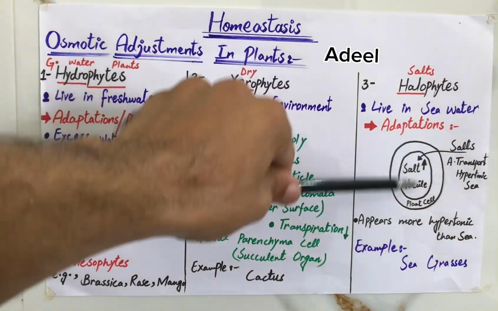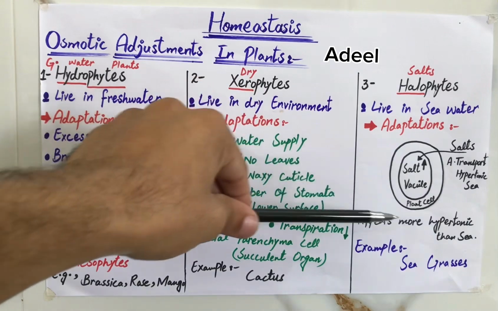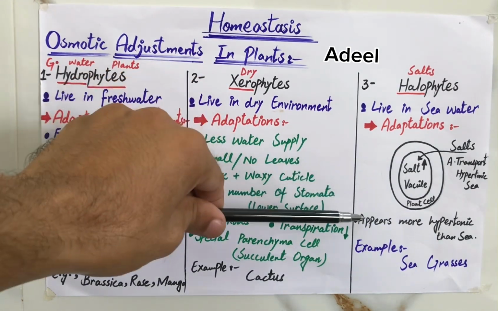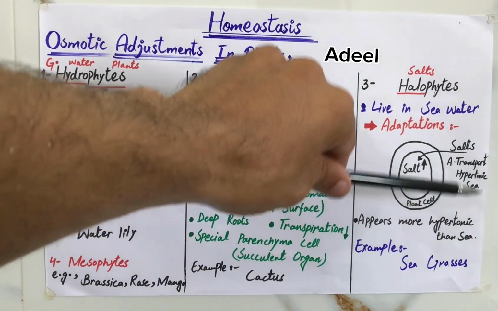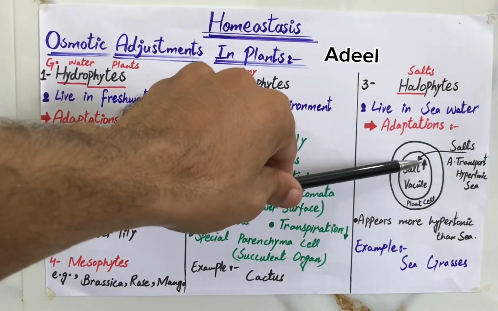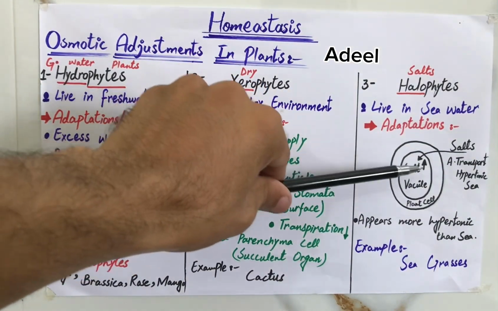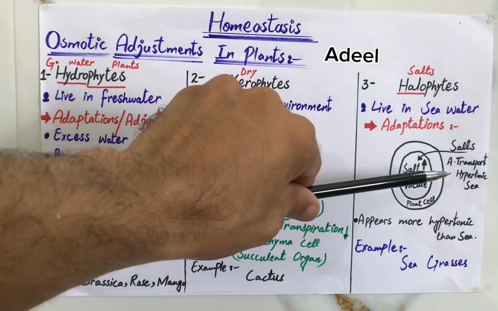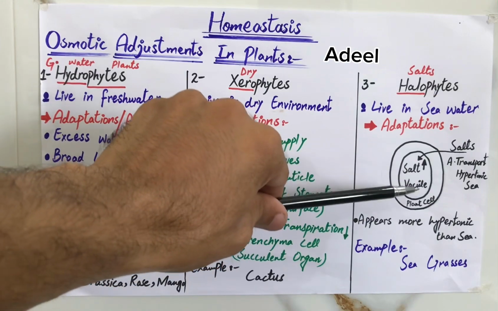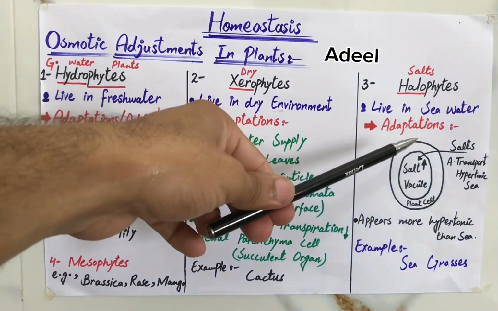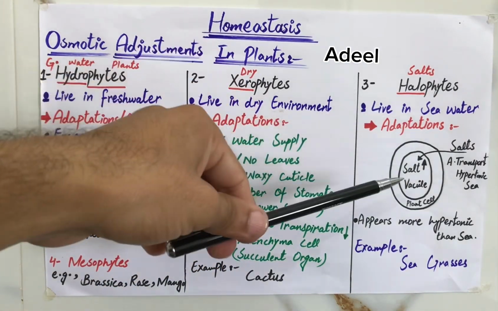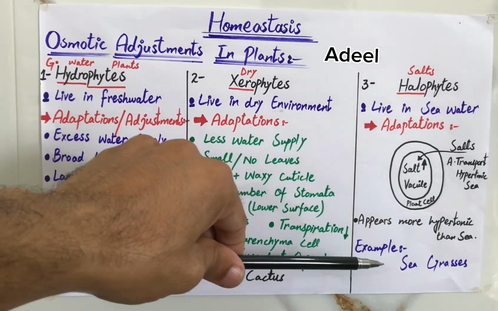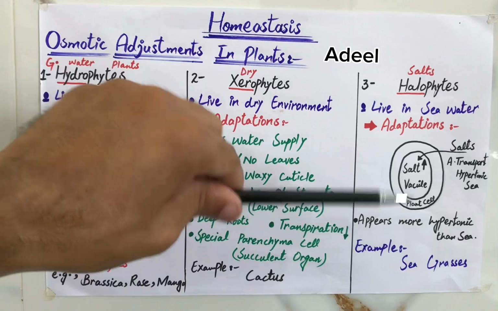In that case, when they appear to have more salt inside their body, automatically the outer salt from the sea stops entering the plant. When salt stops entering the plant body, then only water can enter their body and they fulfill their water requirement and survive over there. The most common example of plants living in the sea is sea grasses, which are located at the bottom of the sea.